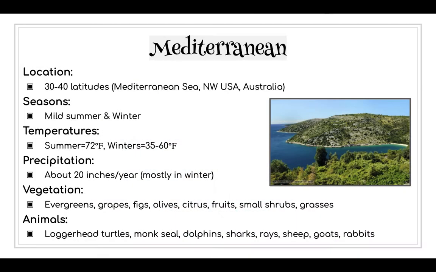Here we go. Okay, so first one, Mediterranean. This is the one that I gave you as an example. Mediterranean is primarily in the middle latitudes, so the 30 to 40 latitudes. This is found around the Mediterranean Sea, in northwest United States, and then in Australia as well. The seasons are usually very mild. There's not a whole lot of fluctuation in temperature because it's right there on the water. Summer is around 72 degrees, maybe a little bit warmer. Winters will go down as far as 35 to 60. That's about as low as it gets.